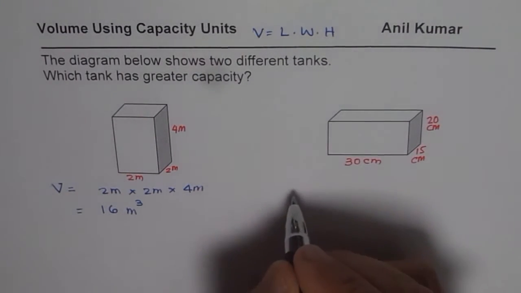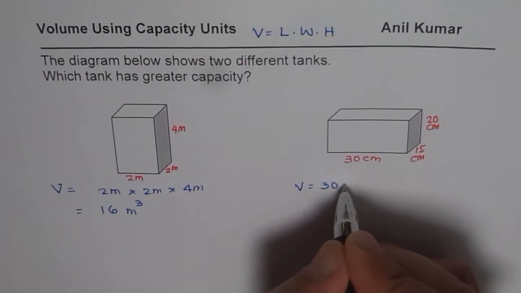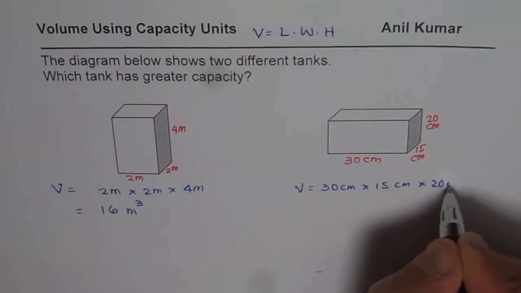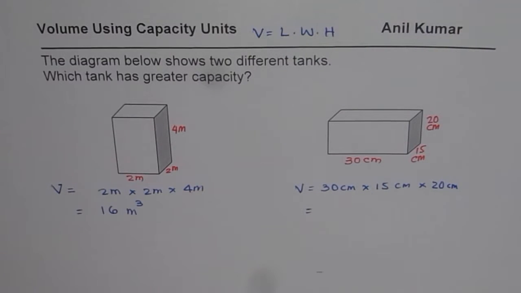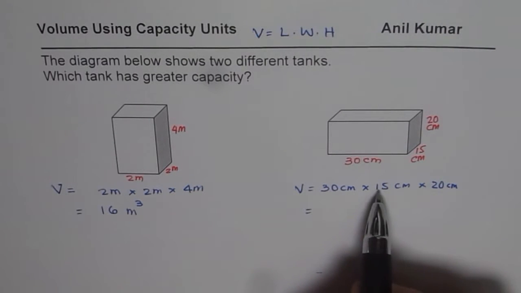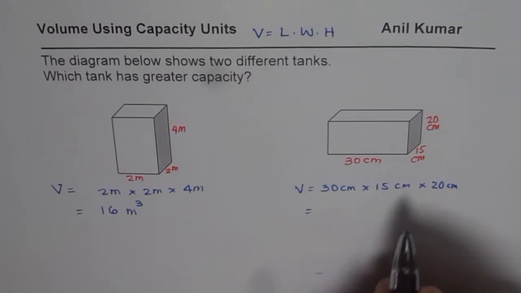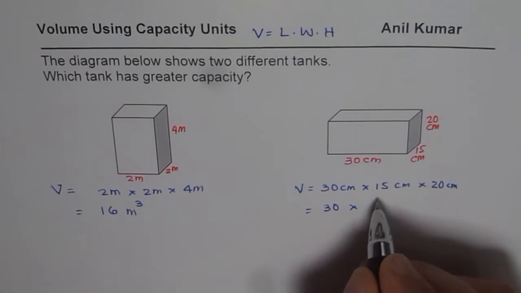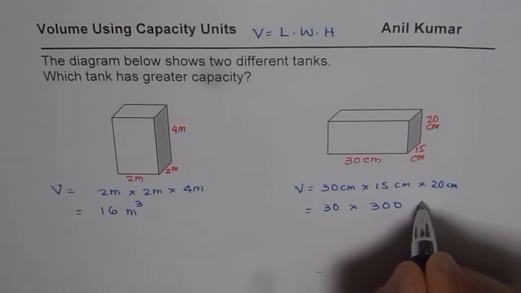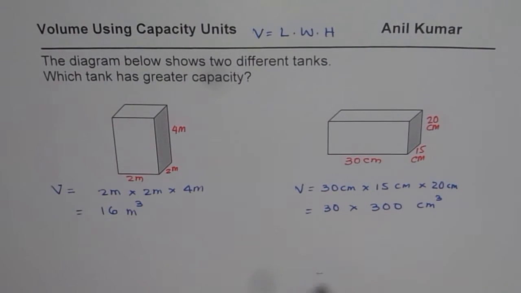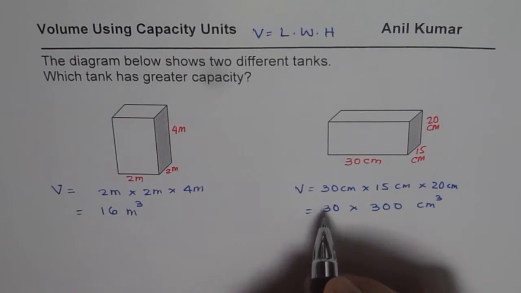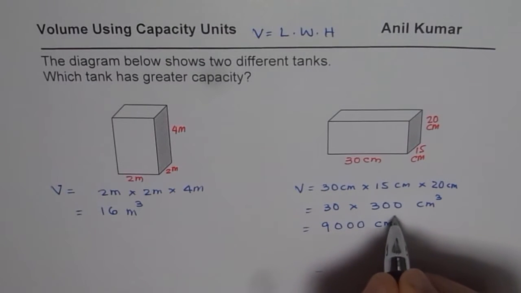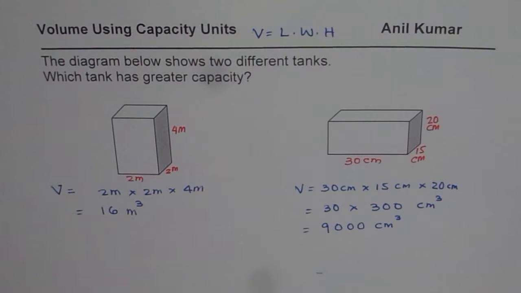Now what is the capacity for the second tank? It is 30 centimeter by 15 centimeter by 20 centimeter. You can use calculator to find this answer, right? What we can do is we can multiply 15 by 20 first. So it becomes 300. So let's do it in steps. 300 times 30, if I multiply 3 twice and 10, and centimeter cube, of course, right? 3 times 3 is 9. So we get 9 and 3 zeros. So 9,000 centimeter cube. So we get capacity for both the tanks.